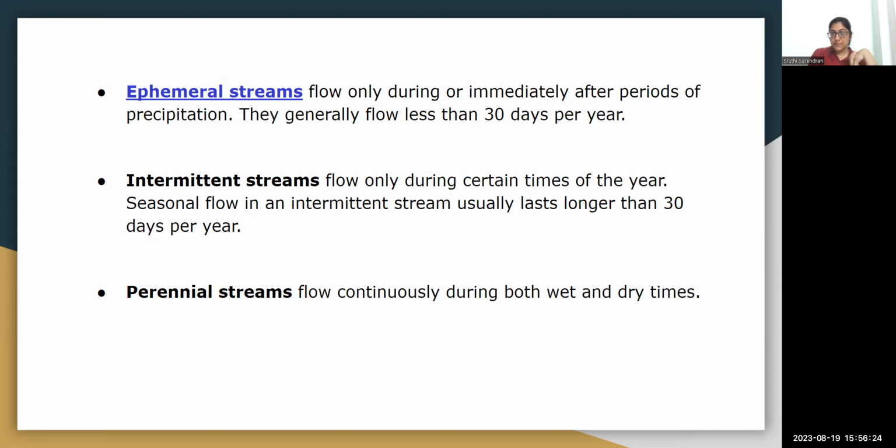Such streams are called intermittent streams, where the seasonal flow is determinant of the stream flow. Ephemeral stream, where the precipitation event is determinant of the stream flow. Perennial streams will flow throughout the year with no impact from wet or dry spells.